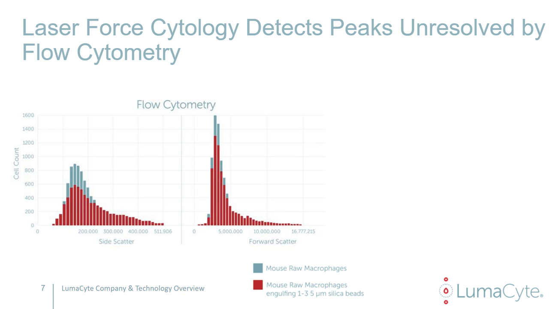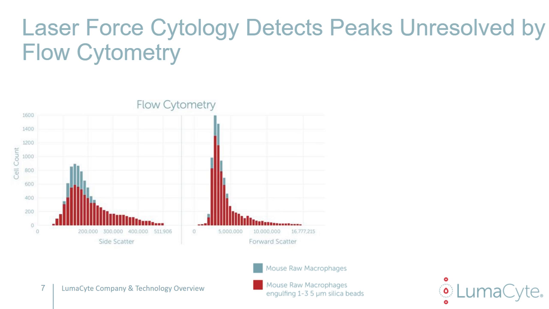And this is looking at mouse RAW macrophages that were exposed to 5-micron silica beads. And in this experiment, we incubated them with the silica beads and looked at how many were getting engulfed. And we thought initially that it would be between 1 and 3. And it turns out that some macrophages are much more capable than others, and it really highlights the ability of the system, but also the heterogeneity and genetic diversity of the macrophages and their ability to phagocytose.